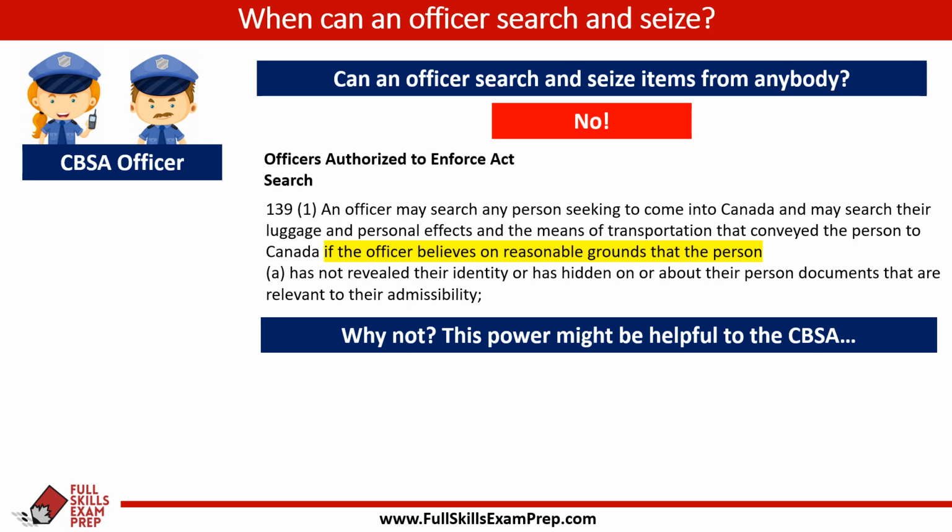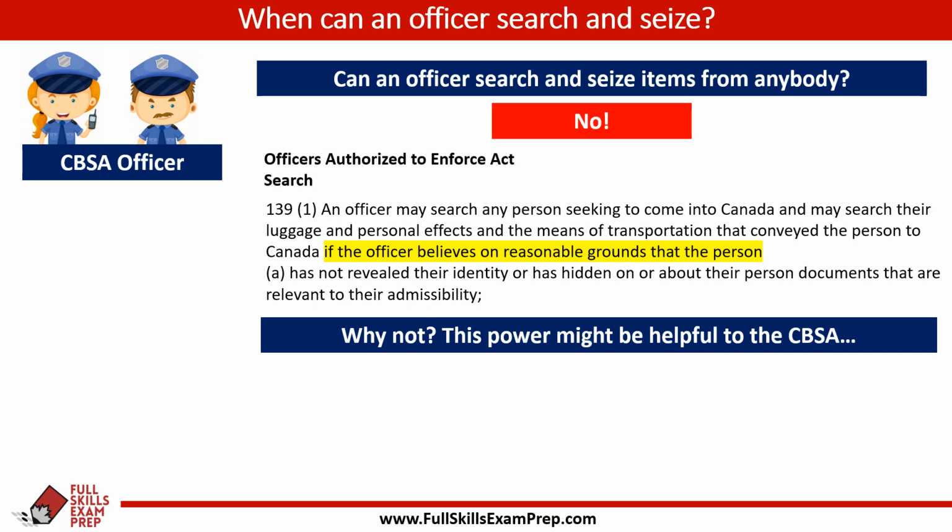And why not? Well, if you take a look at Article 139.1, the officer certainly can search people who are seeking to come into Canada. They can, of course, take a look at their luggage, their personal effects, their transportation, so their car, anything like that, right? But only if the officer believes on reasonable grounds that the person, and then there's all these other areas, right? So for example, one example is maybe the person hasn't revealed their identity, or their documents are not organized properly, or the officer is suspicious about something else.